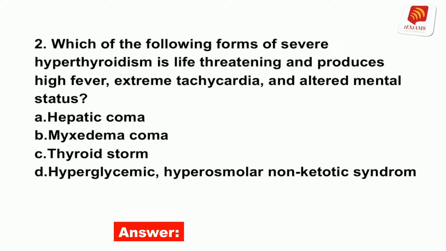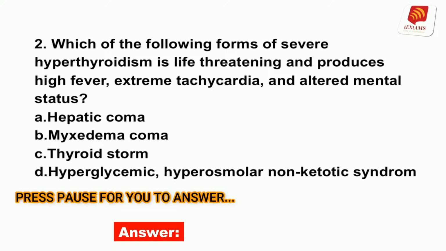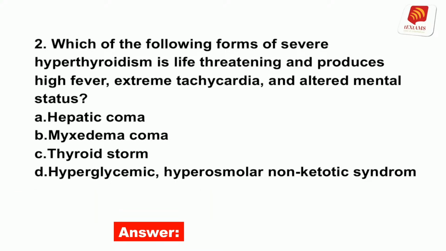mental status? A. Hepatic coma. B. Myxedema coma. C. Thyroid storm. D. Hyperglycemic, hyperosmolar non-ketotic syndrome. The answer is C. Thyroid storm, also known as thyroid crisis or thyrotoxicosis, is a form of severe hyperthyroidism that can be precipitated by stress, injury, or infection.